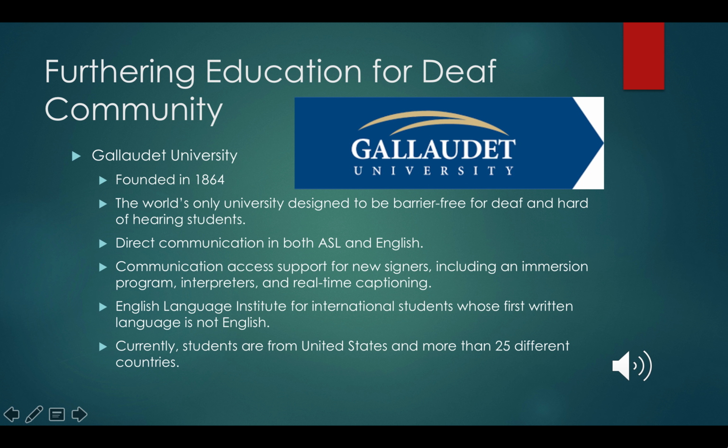Education can be really difficult sometimes for those within the deaf community, especially when you're talking about furthering education like college. Gallaudet University is actually really cool. It was founded in 1864 and is the world's only university designed to be completely barrier-free for deaf and hard of hearing students. It has direct communication in both American Sign Language and English.